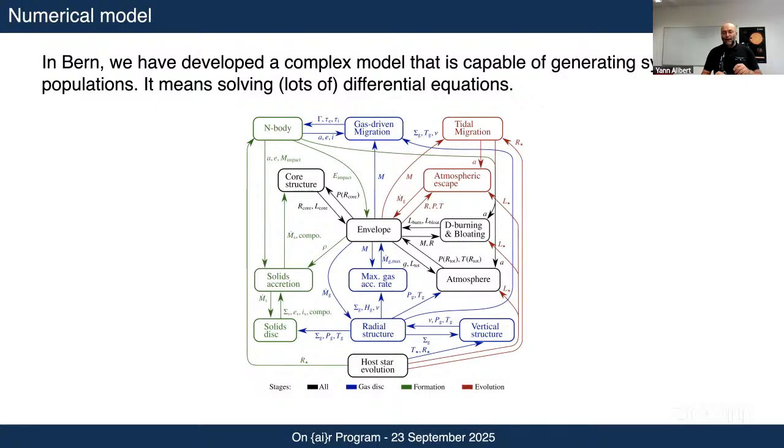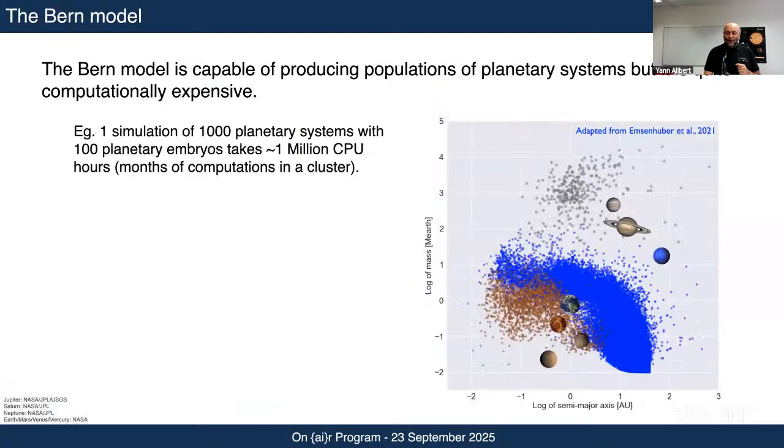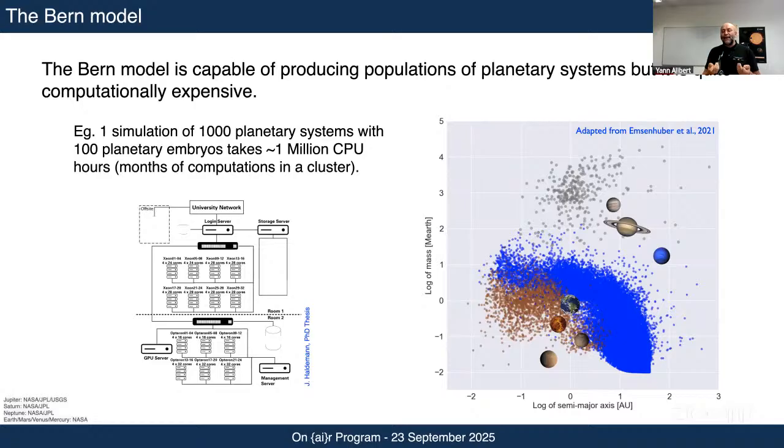Every box here is a set of differential equations, and they all represent some physical phenomena that are important in the formation of planetary systems. I will not enter into all these details, but what is important to know is that this is extremely computationally expensive. For example, if we want to simulate the formation of 1,000 planetary systems, with up to 100 planets in the system, that will need for us 1 million CPU hours. So months of computation on a cluster like the one that you see here, which is here and there.